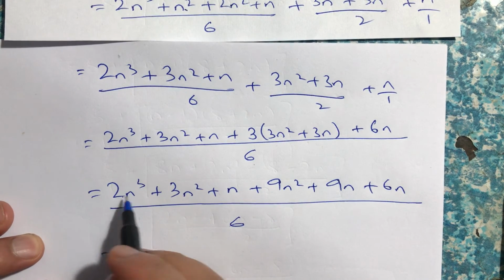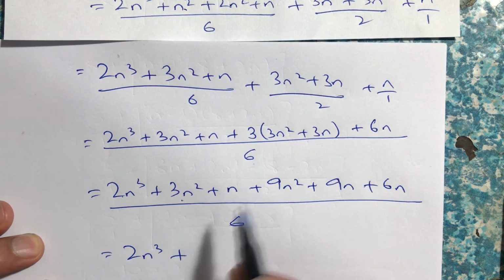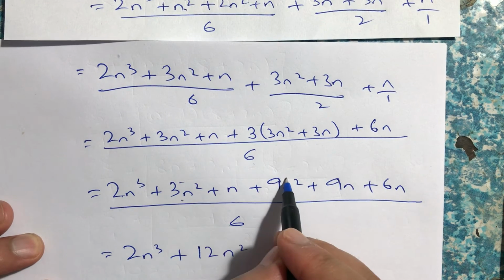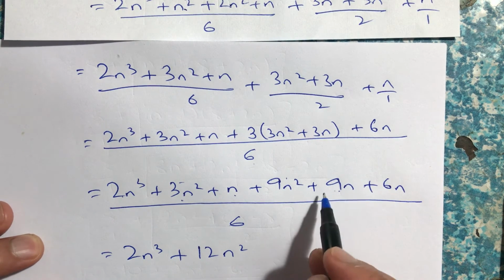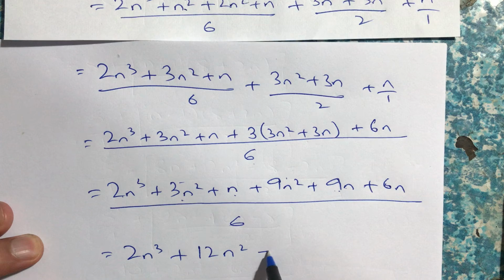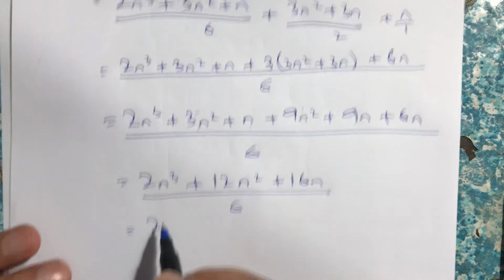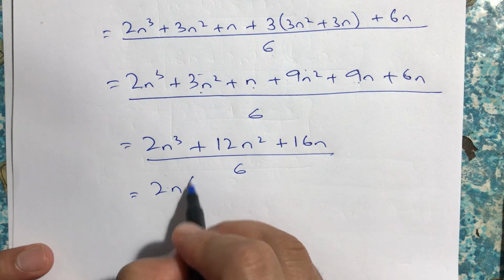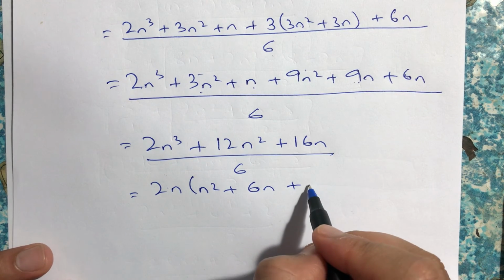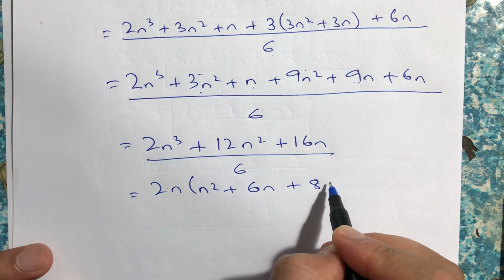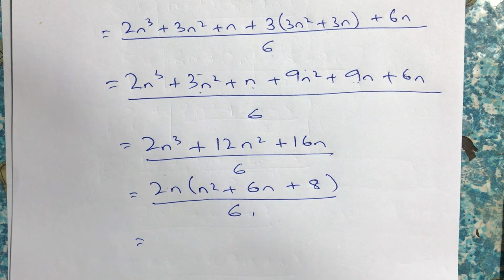So then we check 2N cubed, does it have any like terms? No, it does not have. Plus N squared, does it have? Yes, it has. We have 12N squared because 3 and 9 will give me a 12. Then we have N, 9 and 6, 1. We get how much? 9 plus 6 is 15 plus 1 will give me a plus 16N divided by 6. We can take 2N common, so I take 2N common, and then I get N square plus 6N plus we get an 8, okay, divided by 6. Okay, so the multiplication, I hope, is absolutely fine.